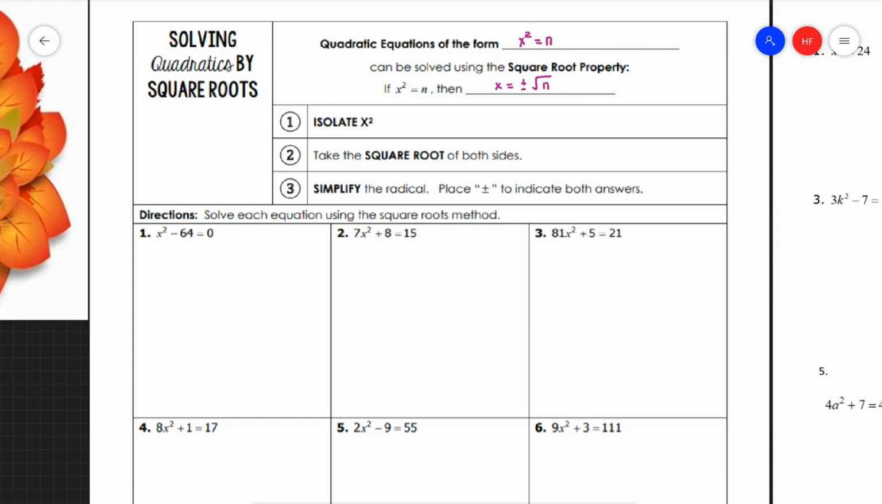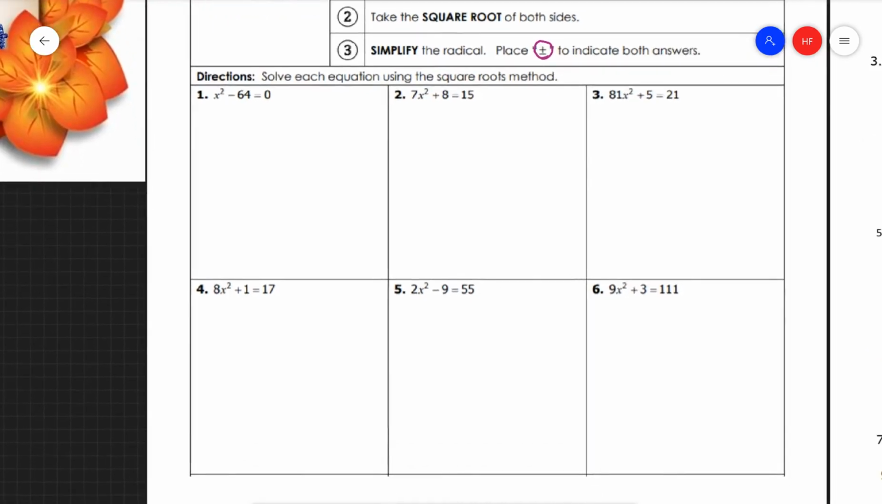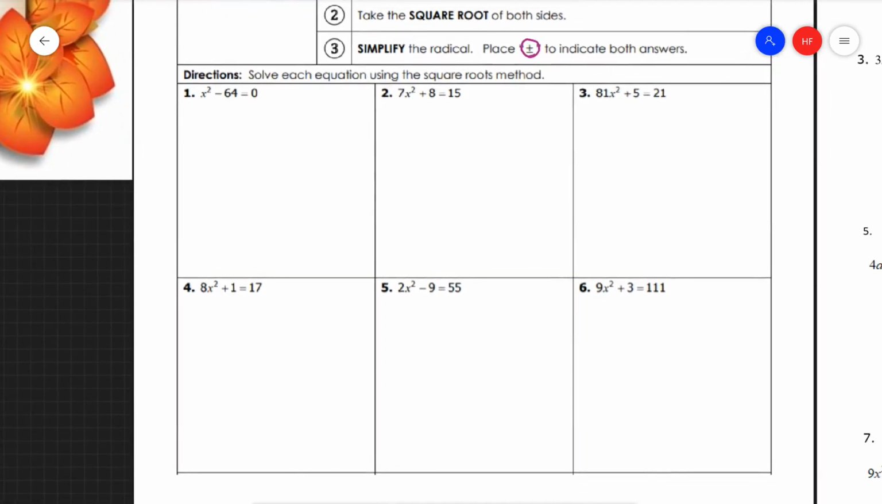So we have to use a plus or minus, and we'll take the square root of both sides. So we're going to solve each of these using the square root method. On number 1, it is not of that form x squared equals n. I have x squared minus 64.